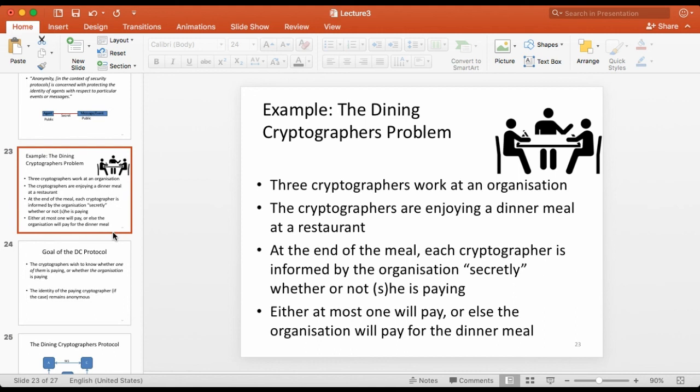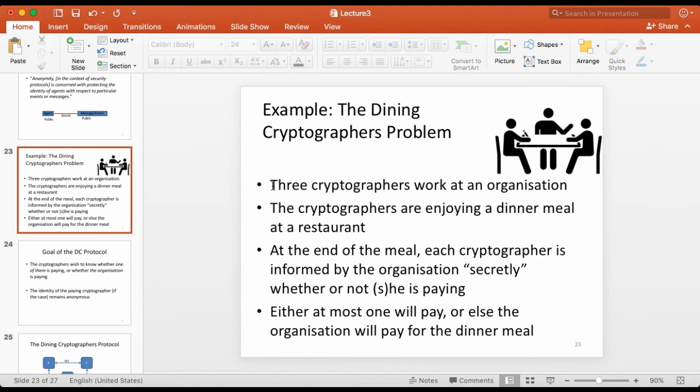So the best way to explain how anonymity protocols work is through going through a famous example, and that's the example of what we call the dining cryptographers problem.